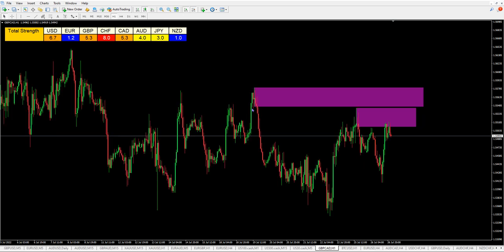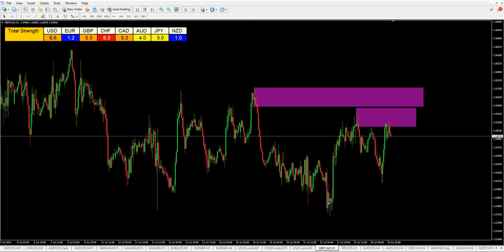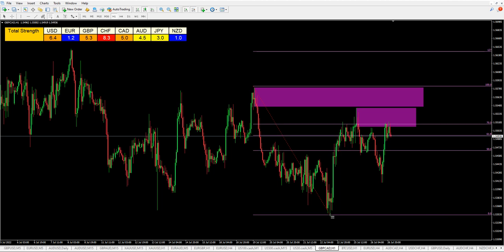You can see even the overall trend, while we've had a big strong down move here, it's right in the equilibrium area of this range. It's just hovering in the premium area. And so we can see a lot of consolidation for the time being.